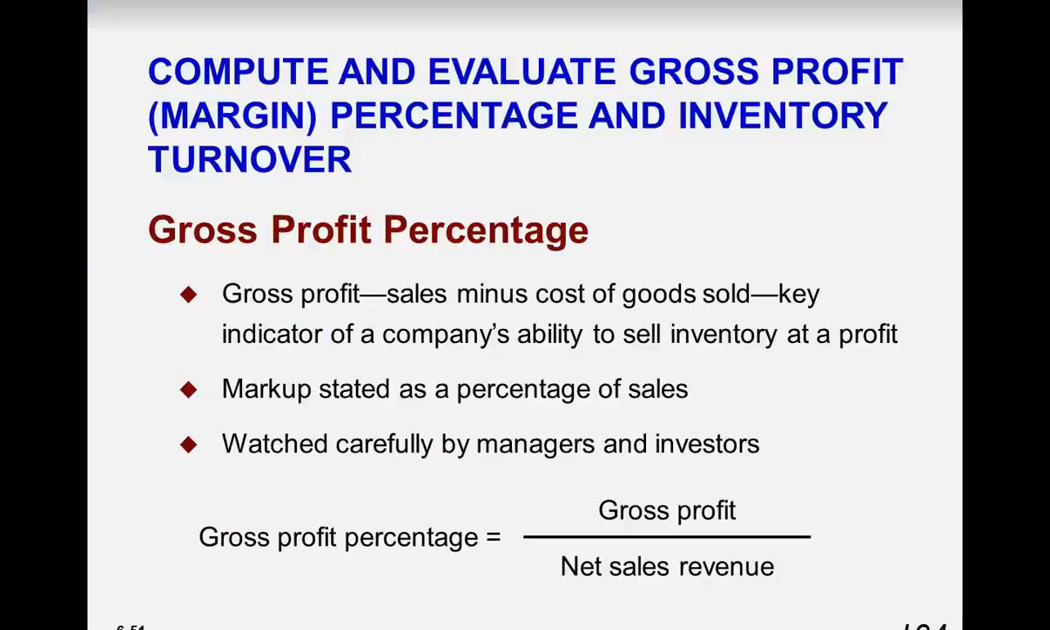Our gross margin percentage is gross profit, sales minus cost of goods sold. This is a key indicator of the company's ability to sell. We have a markup stated as a percentage of sales, and it is watched very carefully by managers and investors. This is what I told you earlier in the one example where I said because we had 400 out of 1,000, it was 40%.